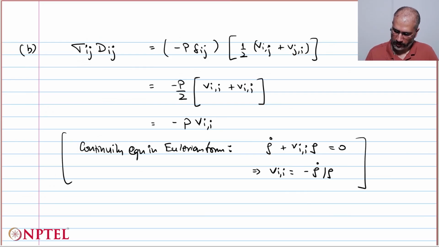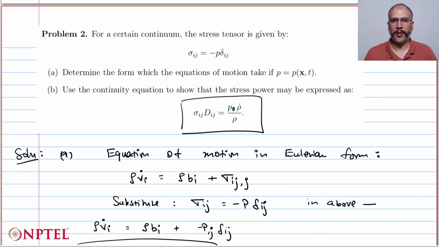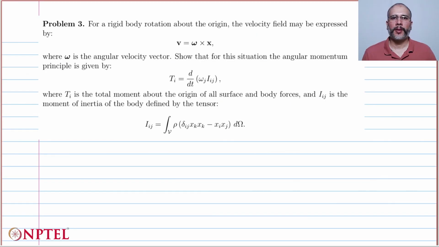So if I substitute this, then sigma_ij d_ij, or the stress work, becomes minus p times minus rho dot upon rho, and this minus is gone. And this is exactly what we had to show, that the stress work is p times rho dot upon rho, and we have shown that. So that completes the solution to the second problem. So let us discuss the third problem now.